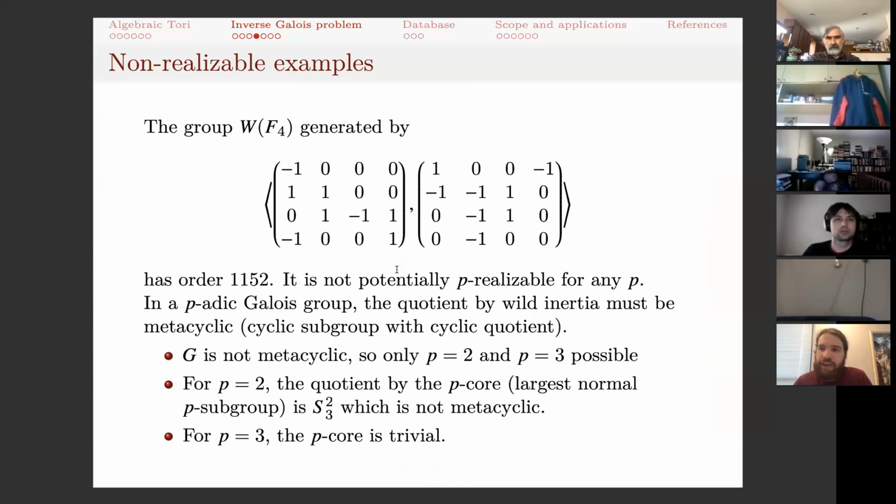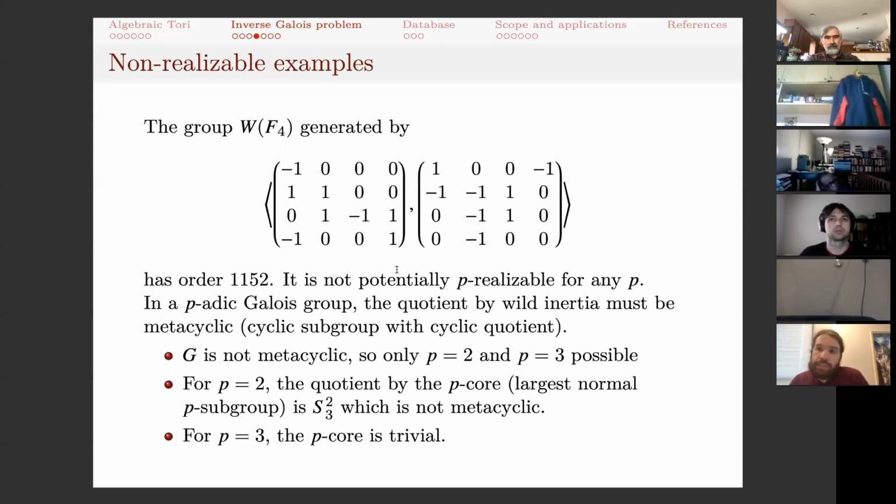if p doesn't divide the order of the group, then you don't get any contribution from this G1 part. And then the whole group has to be obtained by these 2 cyclic pieces glued together. So what you need is that your group is metacyclic. It has some cyclic subgroup which is normal, where the quotient is cyclic as well. And this group W of F4 doesn't have that property.